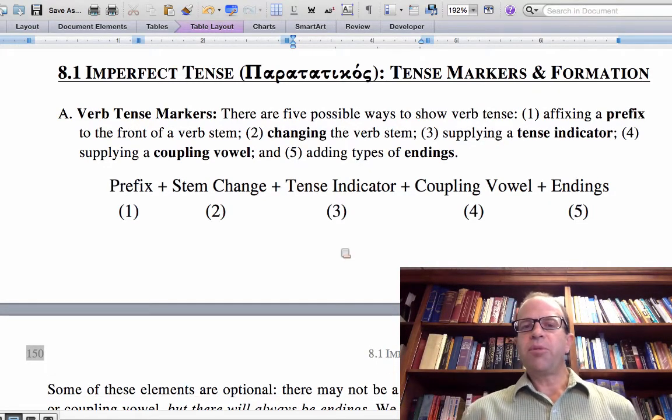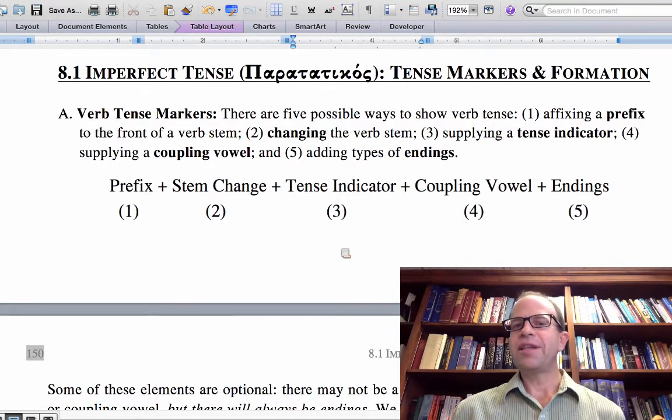The imperfect tense is the second tense that you're going to be learning in this grammar. The significance of the imperfect tense is the same as that of the present tense. That is, the imperfect tense has imperfective aspect.